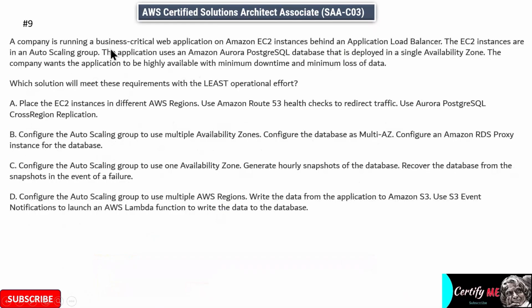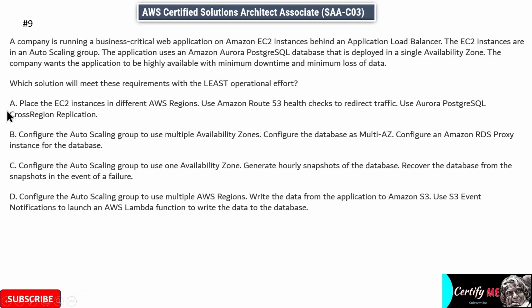A company is running a business critical web application on Amazon EC2 instances behind an Application Load Balancer. The EC2 instances are in an Auto Scaling group. The application uses an Amazon Aurora PostgreSQL database that is deployed in a single Availability Zone. The company wants the application to be highly available with minimum downtime and minimum loss of data. Which solution will meet these requirements with the least operational effort?